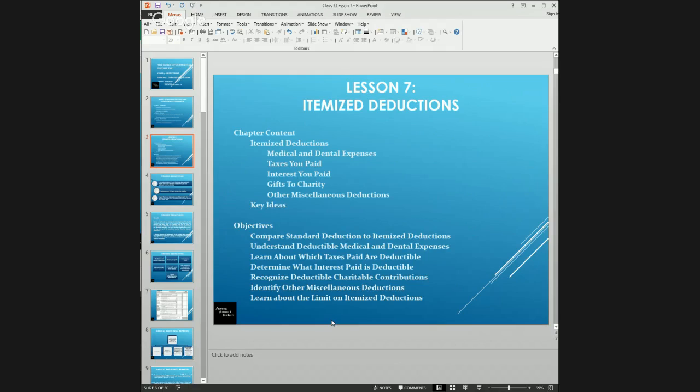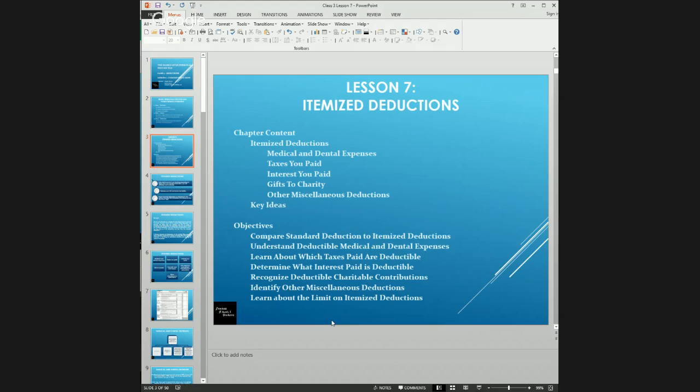We'll be working with specifically medical and dental, taxes that you pay, interest you paid, gifts to charity, and a few other miscellaneous deductions. The important part of tonight is to be able to understand how you would calculate your itemized deduction so that you can compare it to your standard deduction, which was covered in lesson 6, and determine which is the most advantageous for you in any given year.